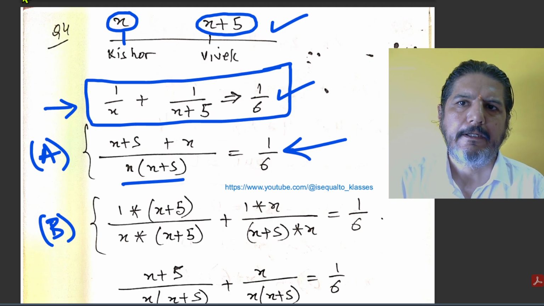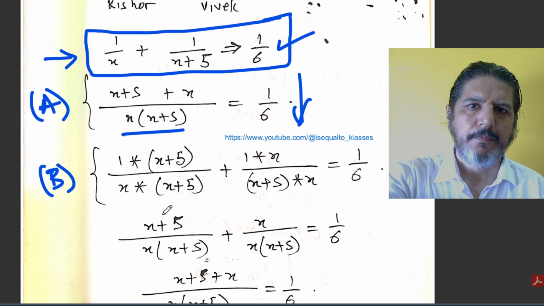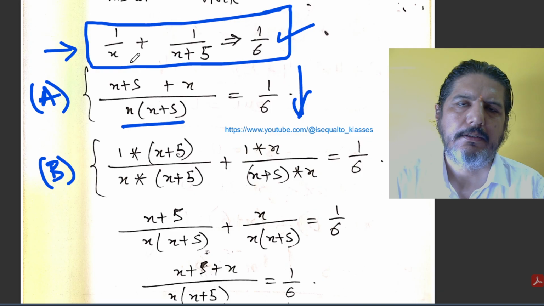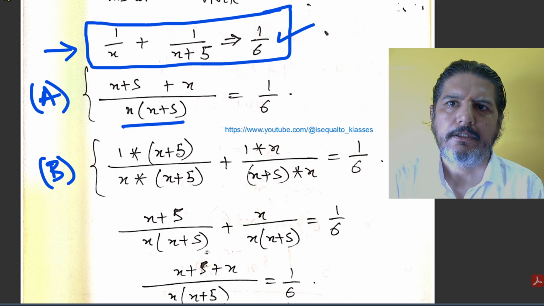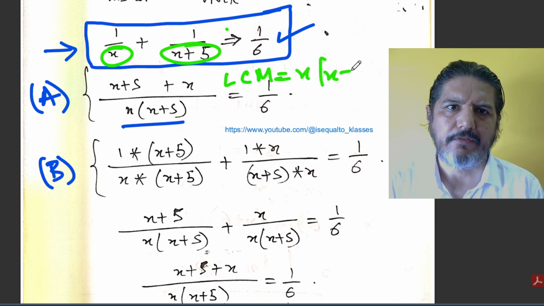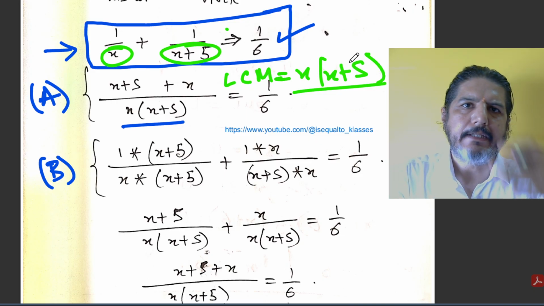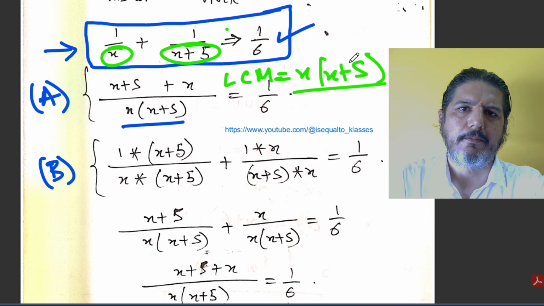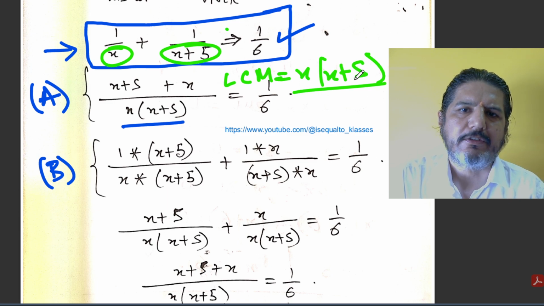Again, this is one of the methods that students will find difficult. I'll suggest that you follow this B method, where you understand that the LCM would be x into x plus 5. First thing that you need to understand is that the LCM is x into x plus 5. This method is the same as we have done for numbers. See, adding algebraic fractions is the same as adding numeric fractions. They are one and the same. So the LCM is x into x plus 5.